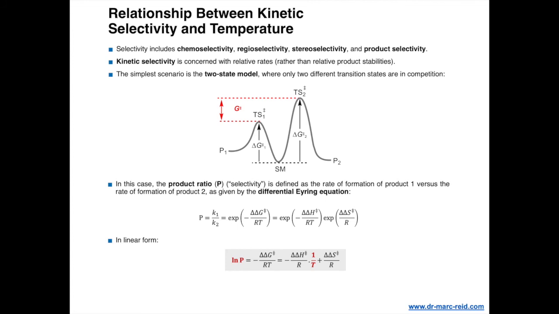In addition to looking at the nature of enthalpy and entropy of activation in an elementary step, temperature studies and the Eyring equation can be employed to study various modes of selectivity. Kinetic selectivity is concerned with rates rather than product stabilities. We can therefore define a product ratio P as the ratio of rate constants for two competing processes. The linear form of this equation allows us to plot a linear trend from 1 over T versus ln P.